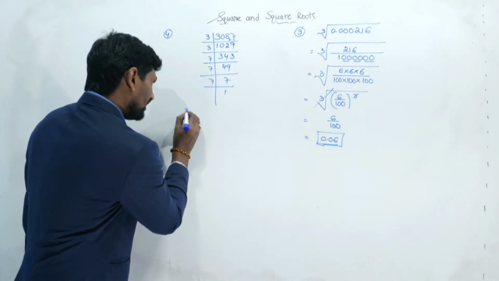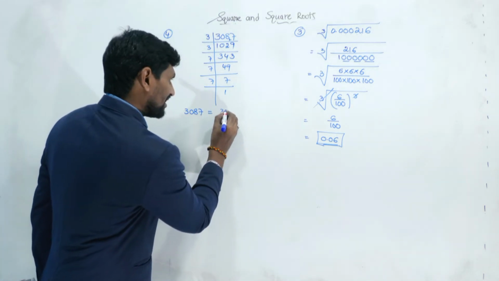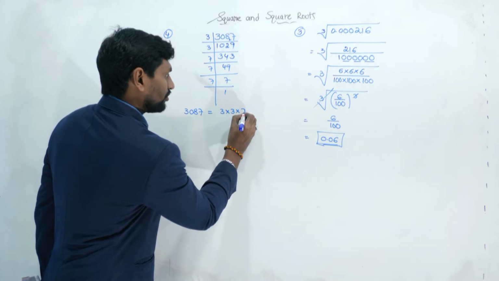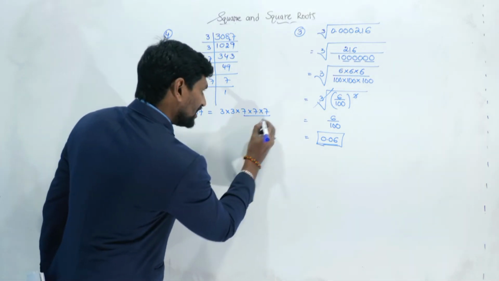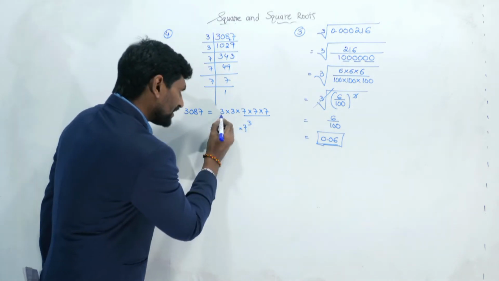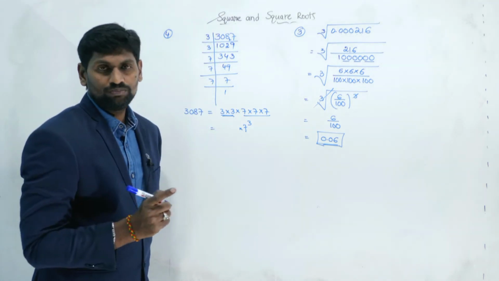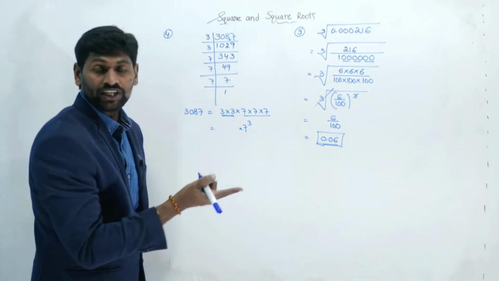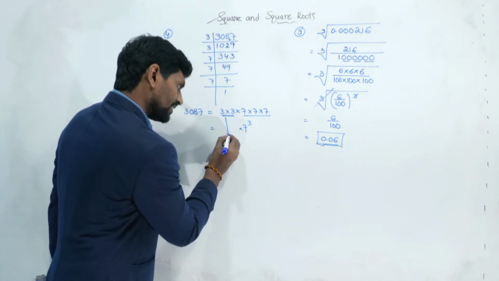That means 3087 can be expressed as 3 into 3 into 7 into 7 into 7. Here 7 is present 3 times, so 7 cube we can write. But 3 is present only 2 times, that's why it is not a perfect cube. If 3 is present one more time, then it is a perfect cube. That means here one 3 is missing.